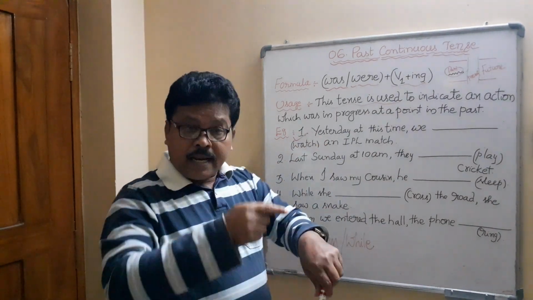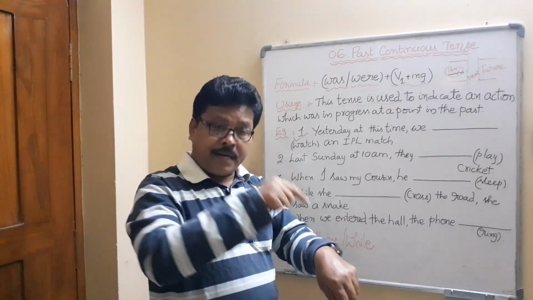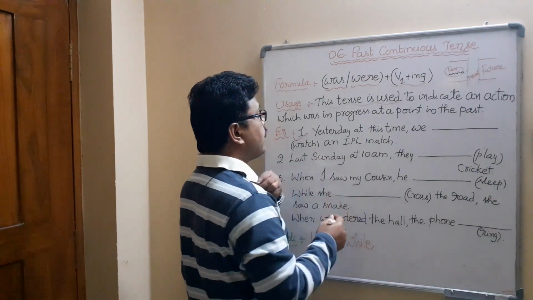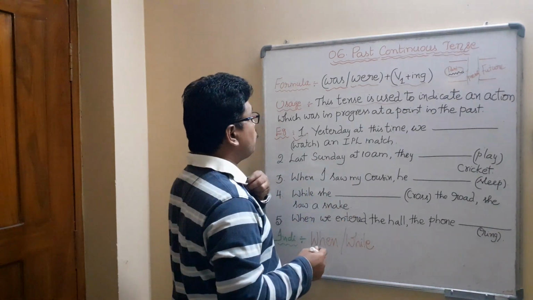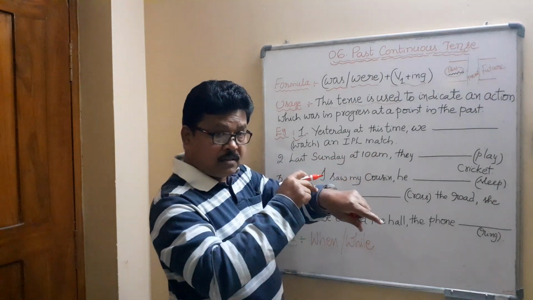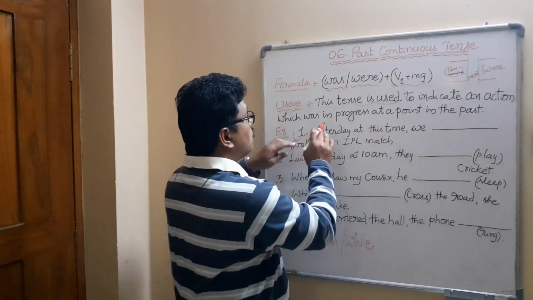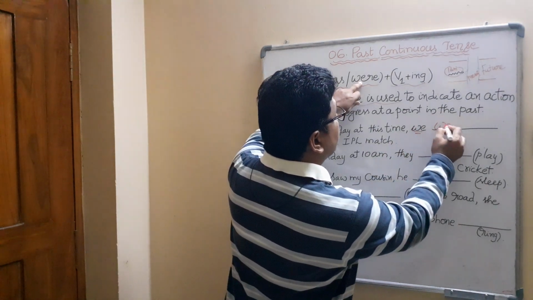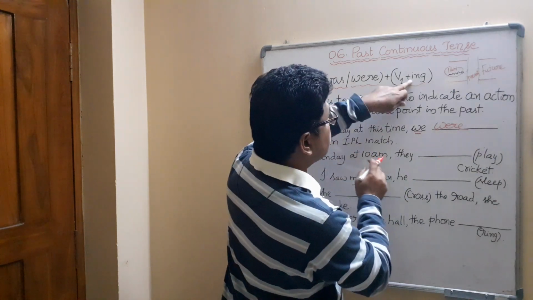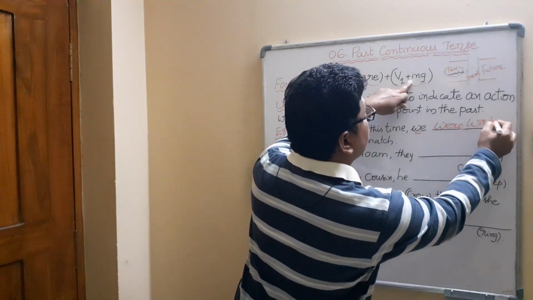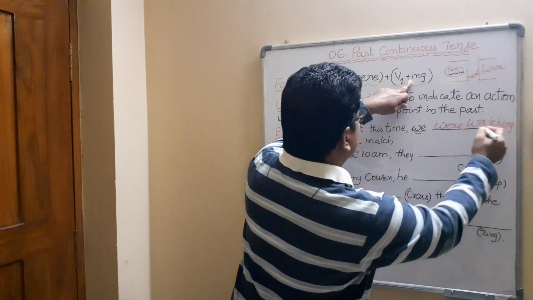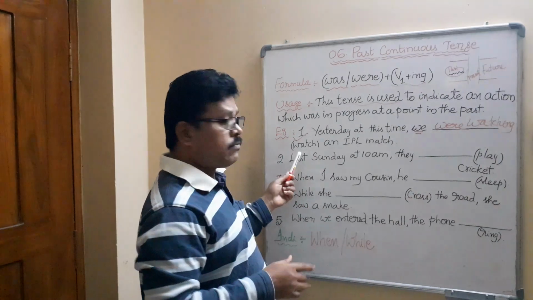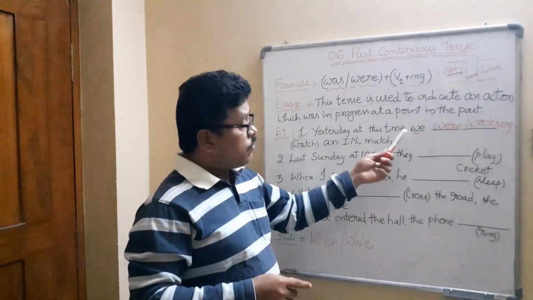Examples. If you look at the examples, it will be very clear. Yesterday at this time, we dash watch an IPL match. Yesterday at this time we. What is the be form here for we? We is plural, so take were. We were, watch plus ing, watching. We were watching. Yesterday at this time we were watching an IPL match. Watch is given in brackets, so what we have to write is were watching.